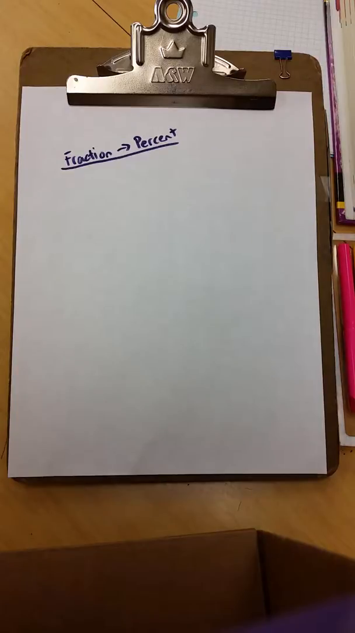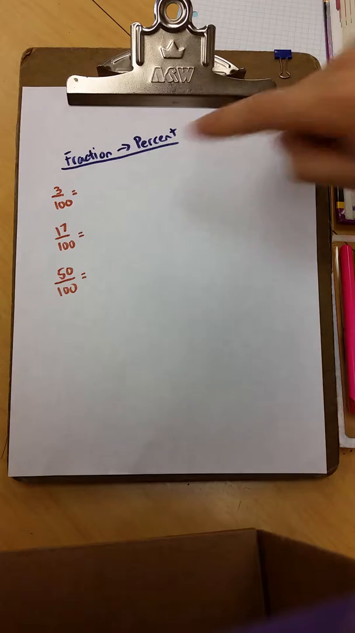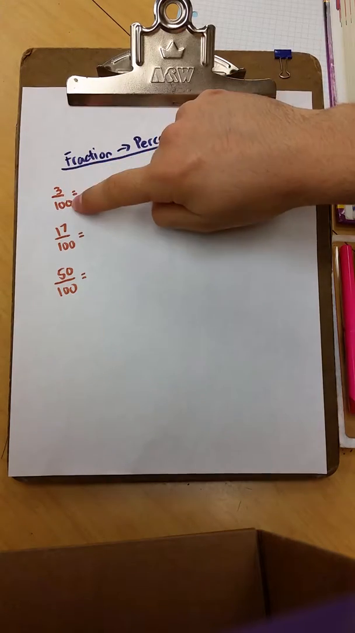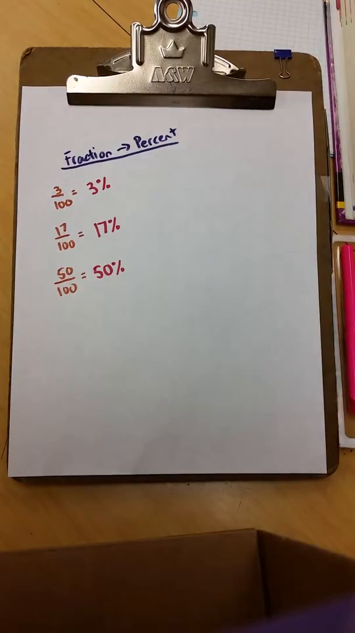So how do we get back from a fraction to a percent? On problems like this, it's easy. This just means 3%, 17%, 50%. Remember, percent just means divided by 100. What about fractions like this, where the denominator isn't 100?